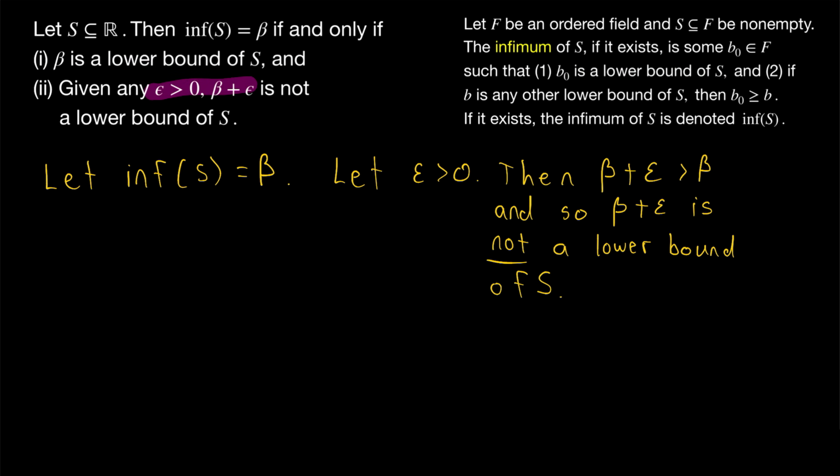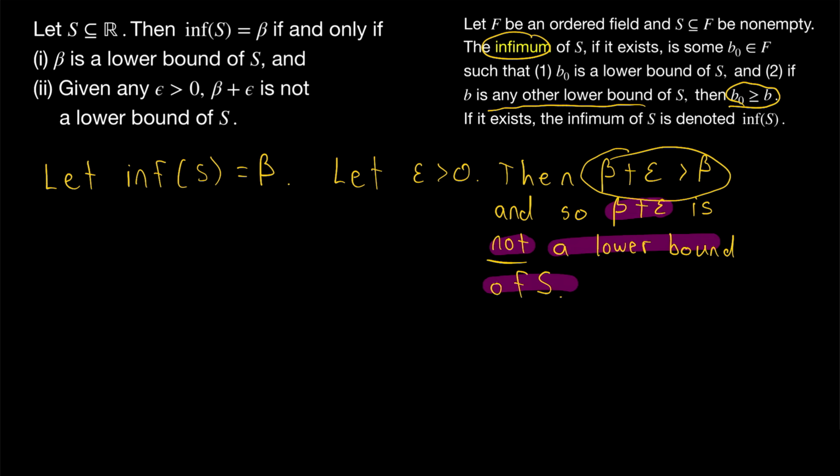Then we want to prove that if we add any positive number to beta, we do not get a lower bound of the set. So we say let epsilon be greater than 0. Thus, beta plus epsilon is greater than beta, and thus by definition of beta being the infimum of the set, beta plus epsilon cannot be a lower bound of the set. Because by definition of infimum, any other lower bound would have to be less than or equal to the infimum. The infimum is the greatest lower bound. So by beta plus epsilon being greater than beta, we know that beta plus epsilon is not a lower bound. And so we've proven that if beta is the infimum of the set, it satisfies both of these conditions.